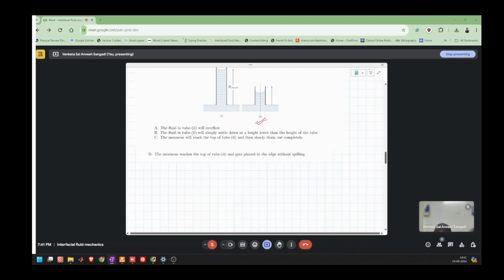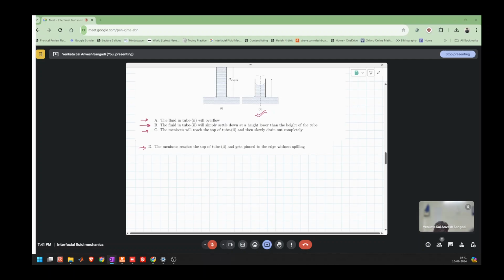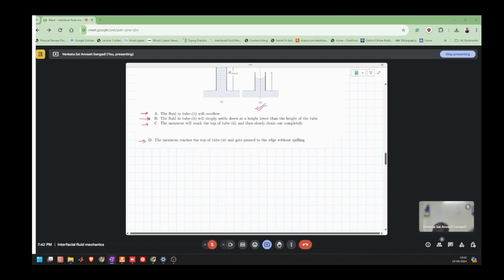So the options are A, the fluid in the tube will overflow. B, the fluid in the tube will simply settle down at a height lower than the height of the tube. C, the meniscus will reach the top and then slowly drain out. And D, the meniscus reaches the top and gets pinned to the edge without spilling.